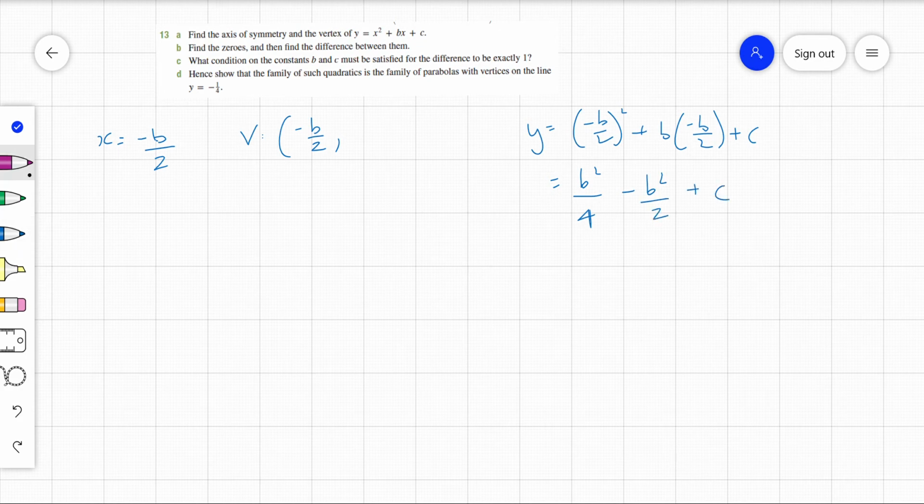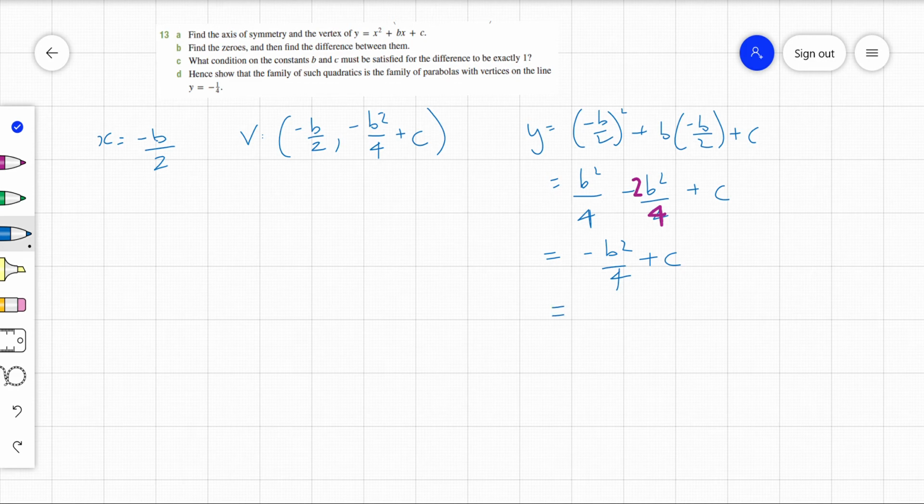I like common denominators again, so I'm going to double the bottom to make this 4, so I'm going to double the top as well. There we go. So you can see there we've got a b squared minus 2b squared, so that's a negative b squared on 4 plus c. So negative b squared on 4 plus c. Alright, so that gives me the vertex.